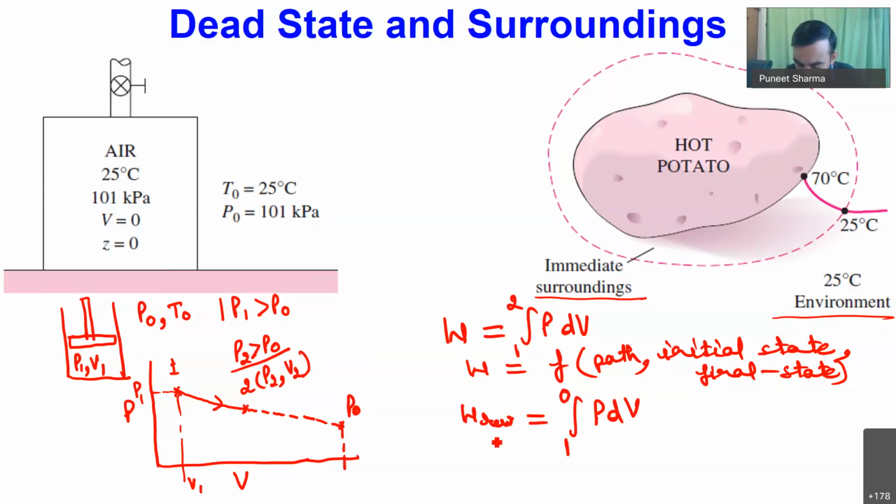This work, when I am expanding from 1 to 0, will be more than the amount of work which we extracted while expanding the piston from state number 1 to state number 2. So it means that the maximum amount of work we will obtain from a system is when it reaches the state of the surroundings, when it reaches the dead state. Okay, so this is very, very important. Mechanically, we will be able to obtain the maximum amount of work until our system pressure reaches the pressure of the dead state.